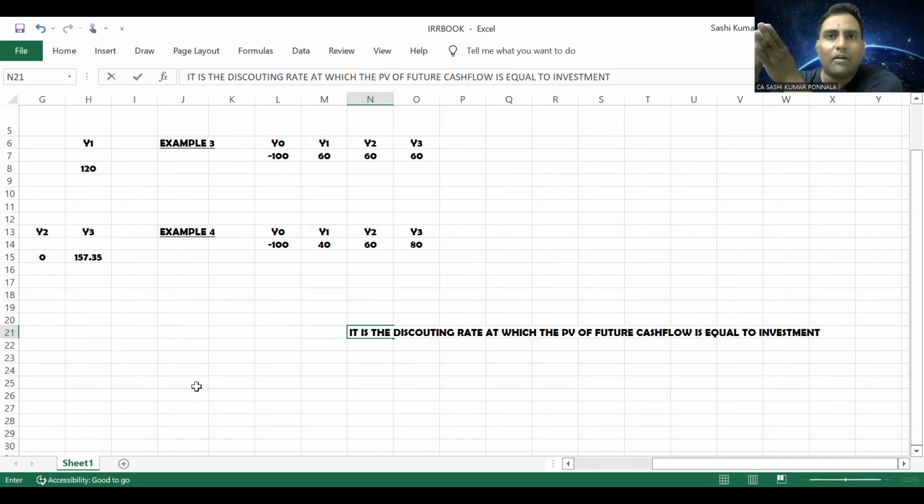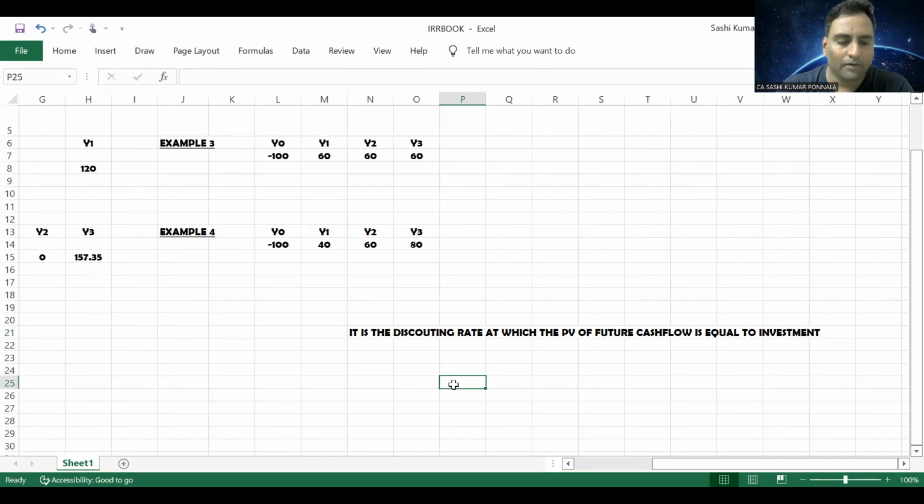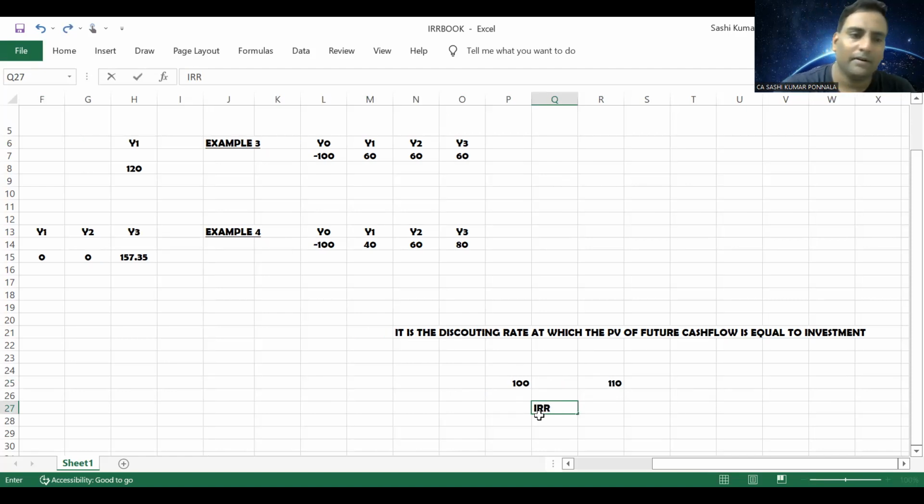If you are discounting 110 with 10%, you are getting what? 100. Means IRR is the discounting rate at which the present value of future cash flow are equal to investment. So 100 is here, 110 is here. So what is the interlink between these two? IRR. So 110 minus IRR is equal to 100. So this process we call it as discounting.